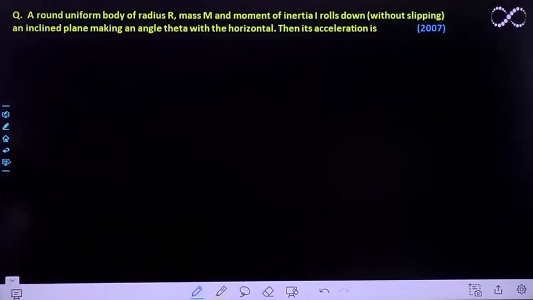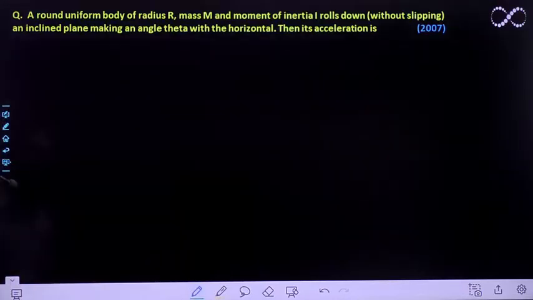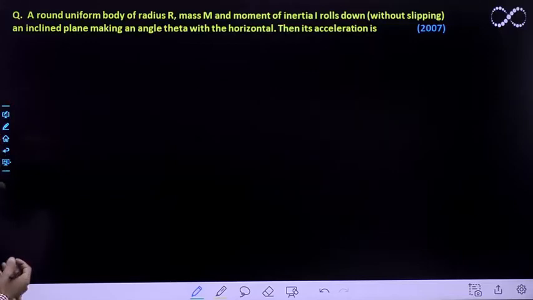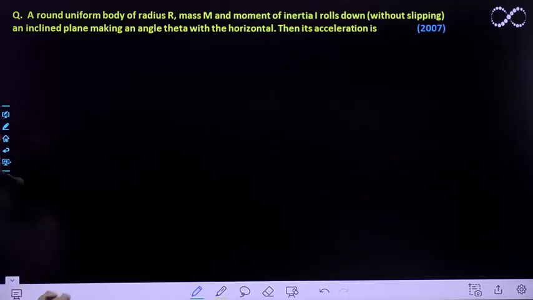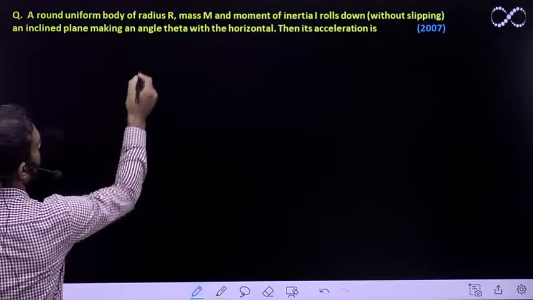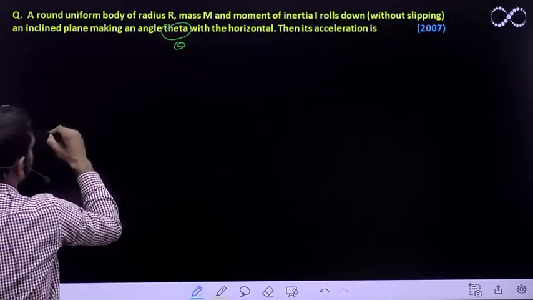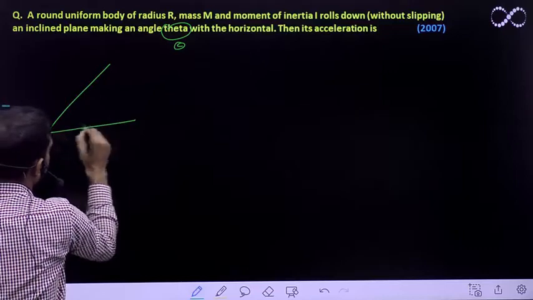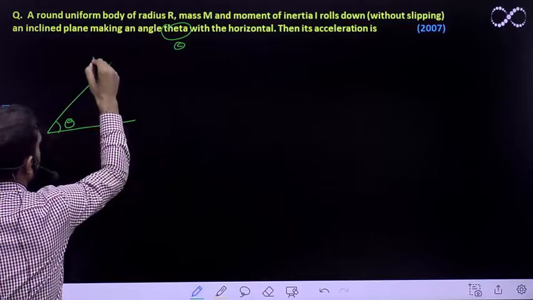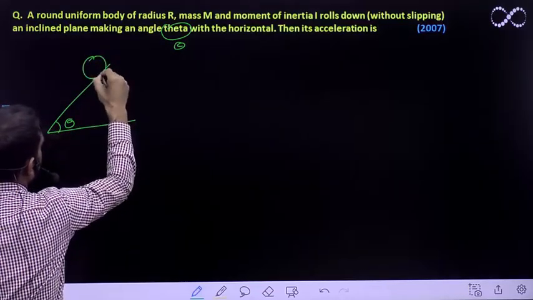See, in this question, a round body of radius R is given, mass is given, moment of inertia is given. It rolls down without slipping on an inclined plane of angle theta. So let us take this is angle theta here. This is the inclined plane, and the round body is rolling without slipping.